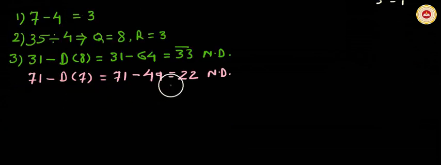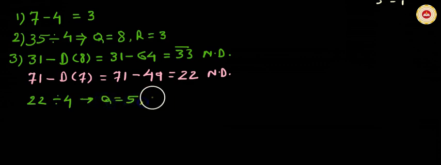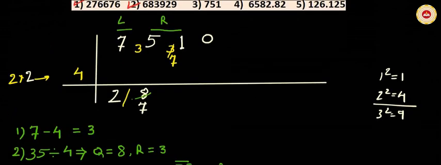Now let us divide 22 by divisor 4, which gives us quotient 5 and remainder 2. So let us write quotient 5 and remainder 2. Now read this as 20. 20 is our new gross dividend. So let us calculate net dividend from this gross dividend 20.